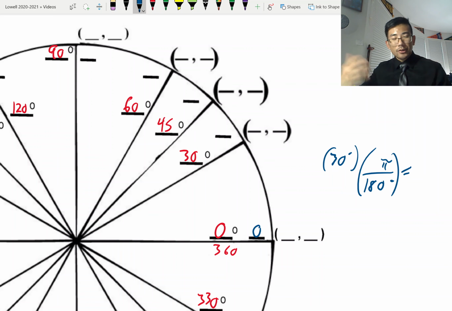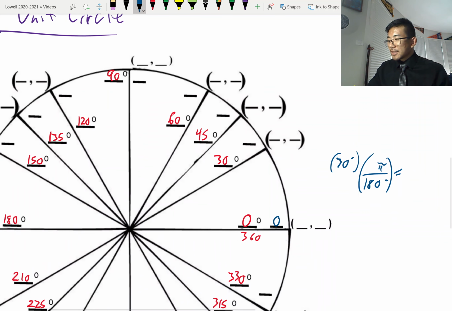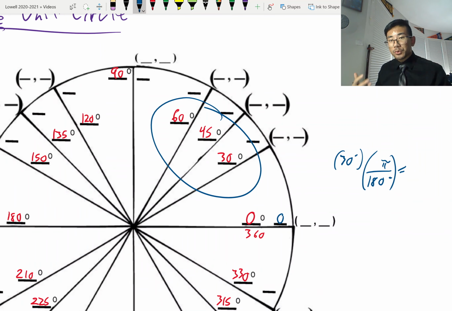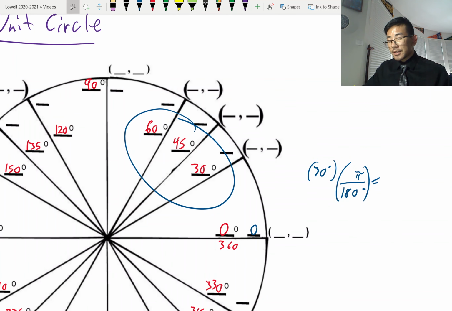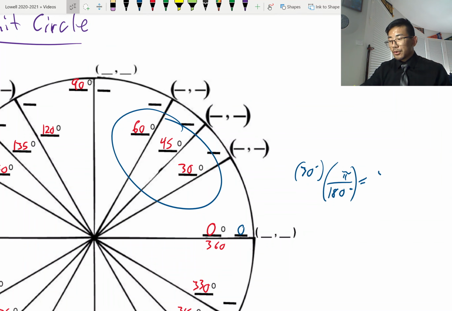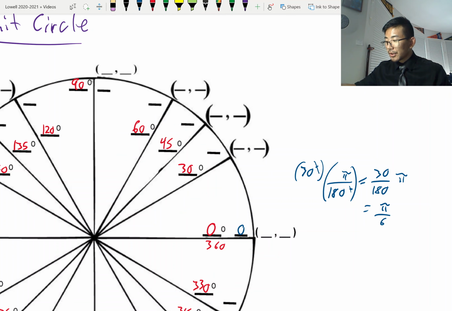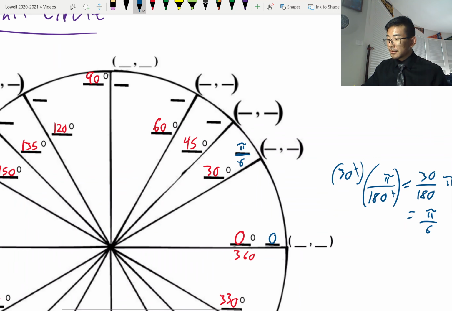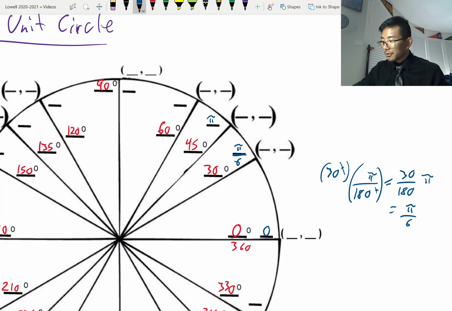What's really nice is that these all kind of share factors with 180, which you'll see in a second. So 30 over 180 pi, remember our degrees will cancel out. Divide both top and bottom by 3, and you'll just get pi over 6. So this 30 degrees is actually pi over 6, and I'll just use that blank there as a little fraction bar. Similarly, 45 degrees is actually pi over 4.